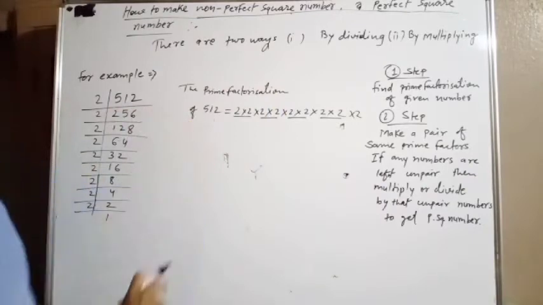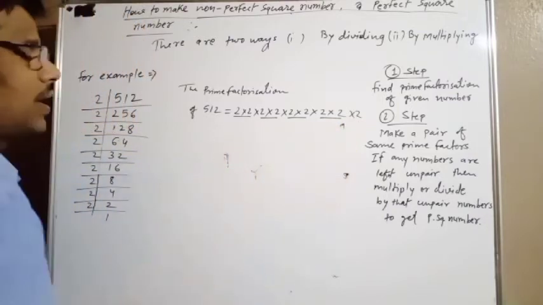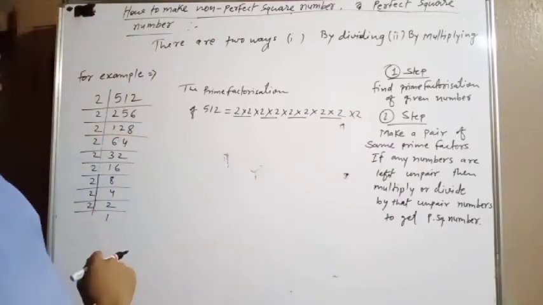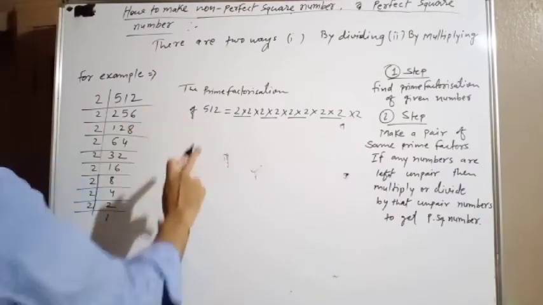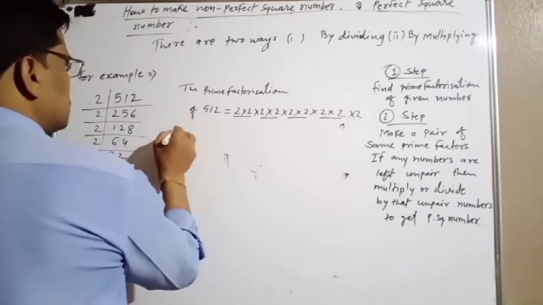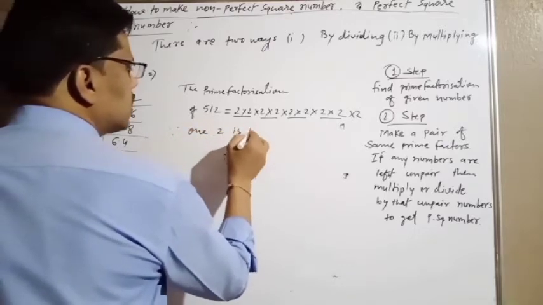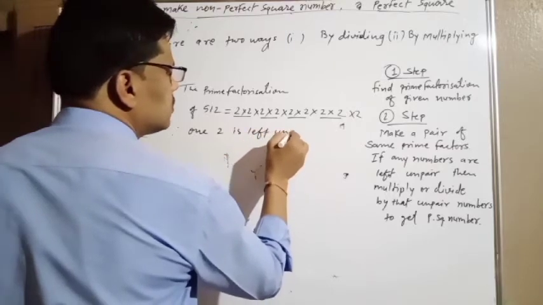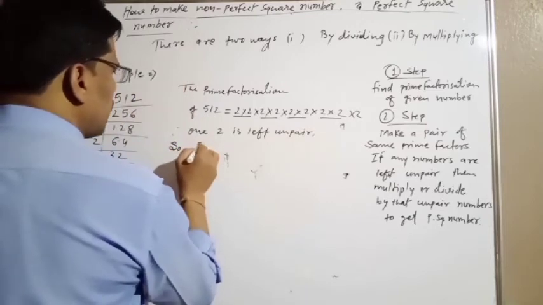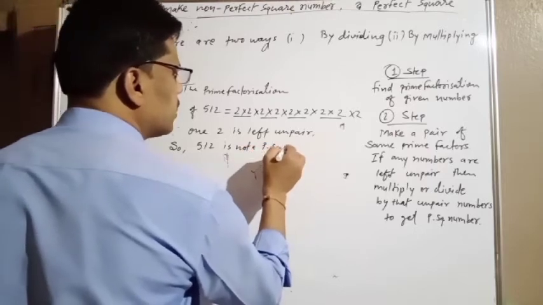But I want to make 512 a perfect square number. We are not getting a pair of all the prime factors. In this case, 2 is left unpaired, so we should multiply by 2 if we want to make 512 a perfect square number. Got it? So we can write here, since one 2 is left unpaired, 512 is not a perfect square number.